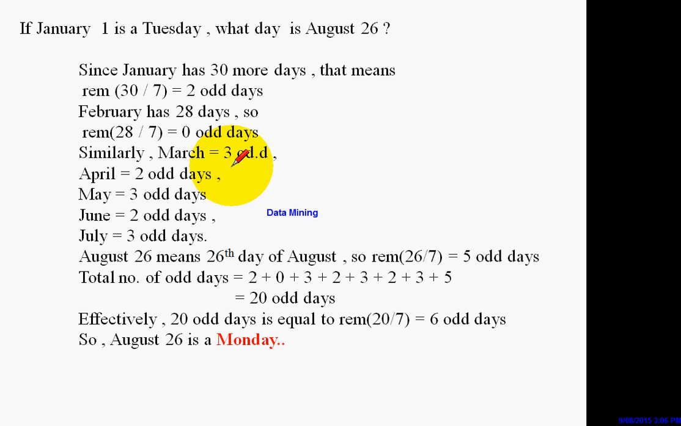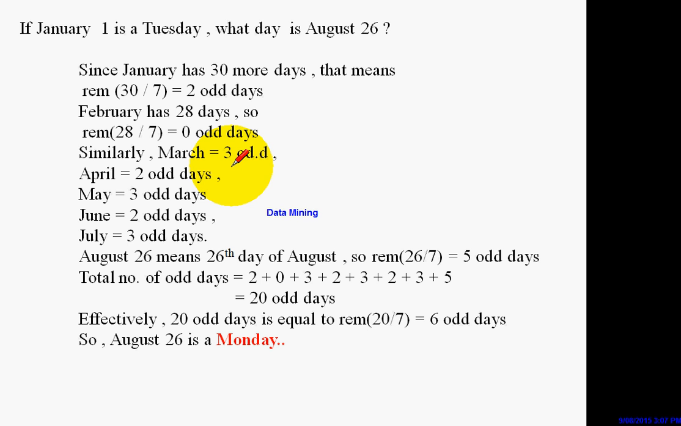And the last problem is: if January 1 is a Tuesday, what day is August 26? They have given that the year is the same, but the year is not mentioned here. So if the year is not mentioned, assume that it is an ordinary year. In the same year, 1st January is Tuesday, then what day will be 26th August? That is asked in the question.